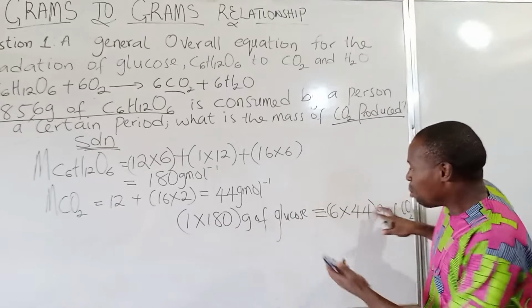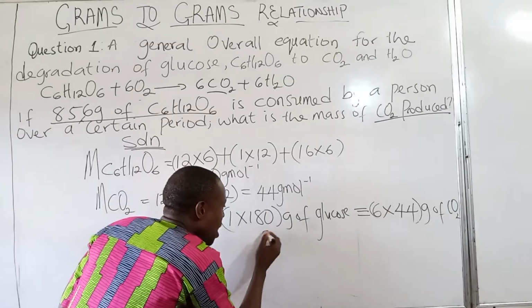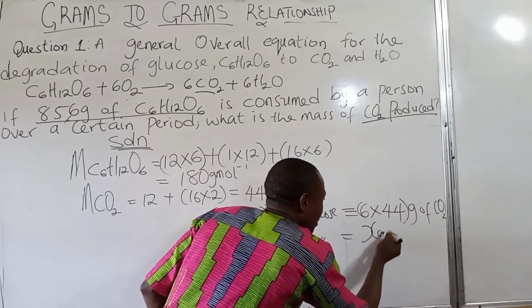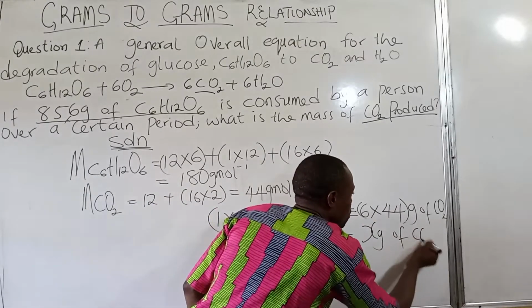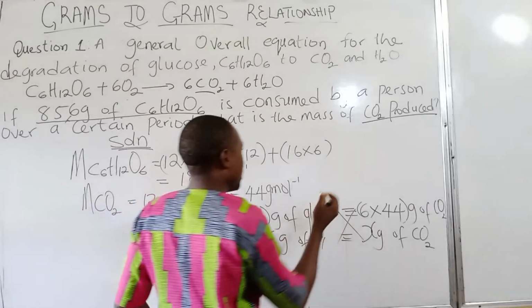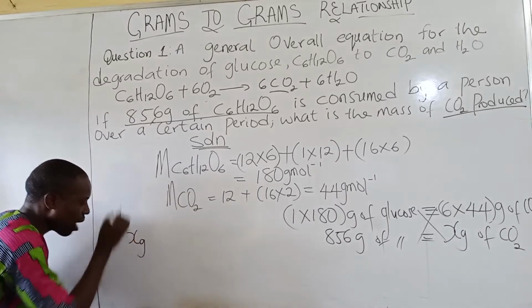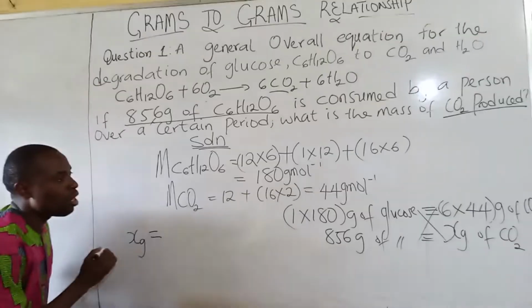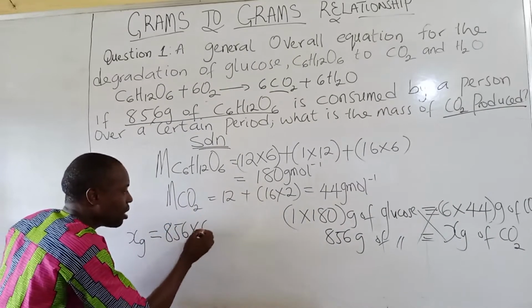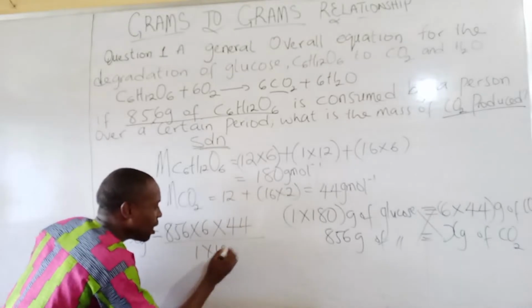When this first statement is known from your balanced equation, you then move to the unknown mass you were given, which is now: 856 grams of glucose will produce what grams of CO2? Simple. Here you cross multiply. When you cross multiply, x grams of CO2 is equal to 856 times 6 times 44 over 1 times 180.